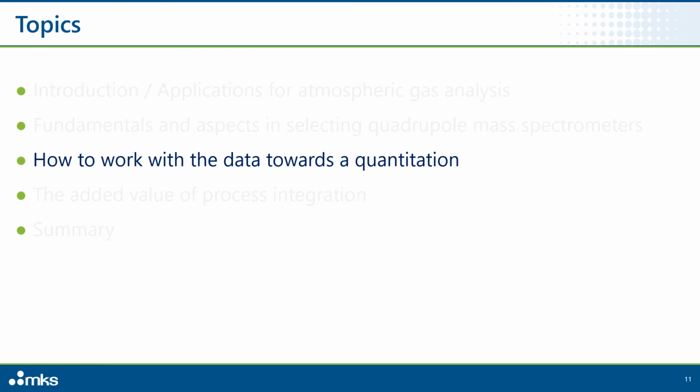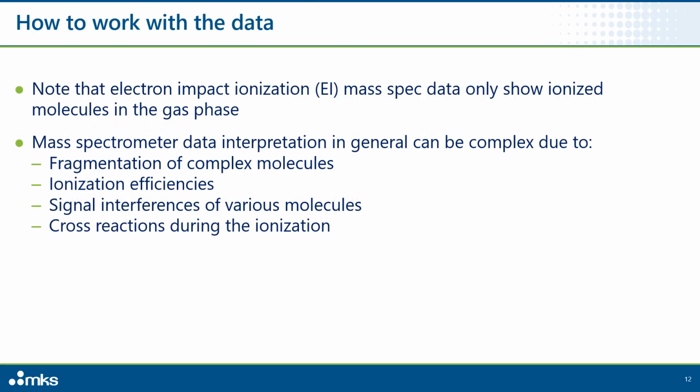Let's now talk about the data and how we can work with them, especially with respect to the quantitation. A few important reminders first. You always have to keep in mind that a mass spectrometer with electron impact ionization detects only molecules which are ionized in the gas phase. The data interpretation itself can be complex due to fragmentation of molecules, gas-specific sensitivities, signal interferences, and cross-reactions of gases in the ion source.